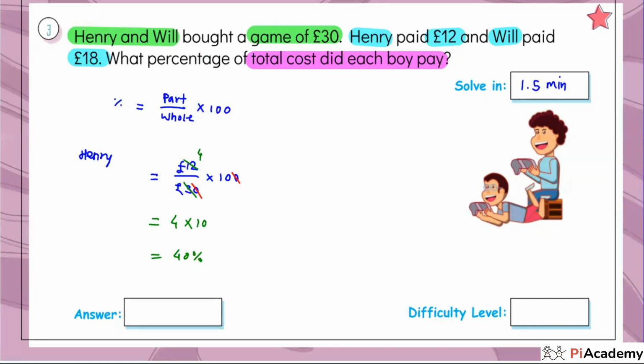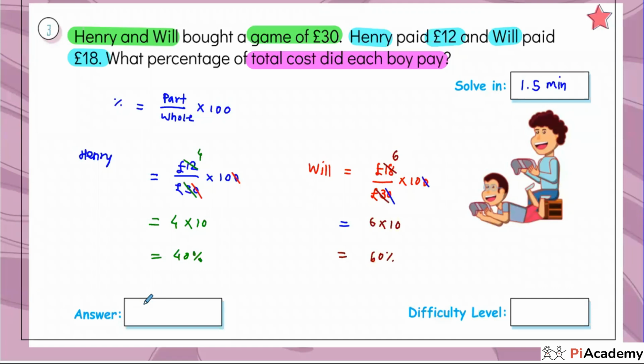Now let's do the same thing for Will. So as we can see here, how much was paid by Will? Will paid 18 pounds out of 30 pounds. So you need to do times by 100. And the same way you can cancel the 0 as we have done for Henry. Now, as you can see, 18 comes under the times table of 3. So you can cancel this way. 3 times 6. And what is left at the end? 6 times 10. So it's 60 percent.